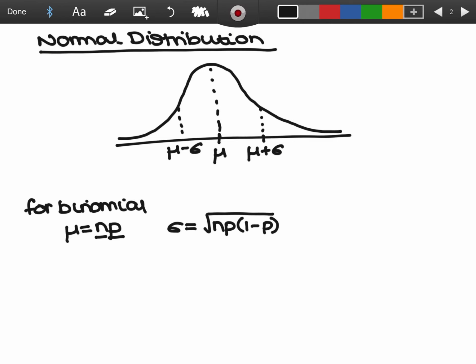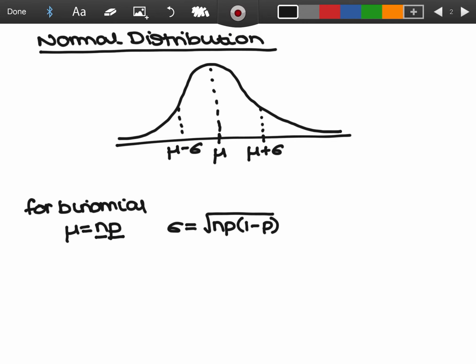So 1 minus p would be our probability of failure. So we have our mean and we have our standard deviation. Now, if we're going to be using this normal distribution to approximate our binomial distribution, the obvious thing would be that you have to have the same mean and standard deviation.